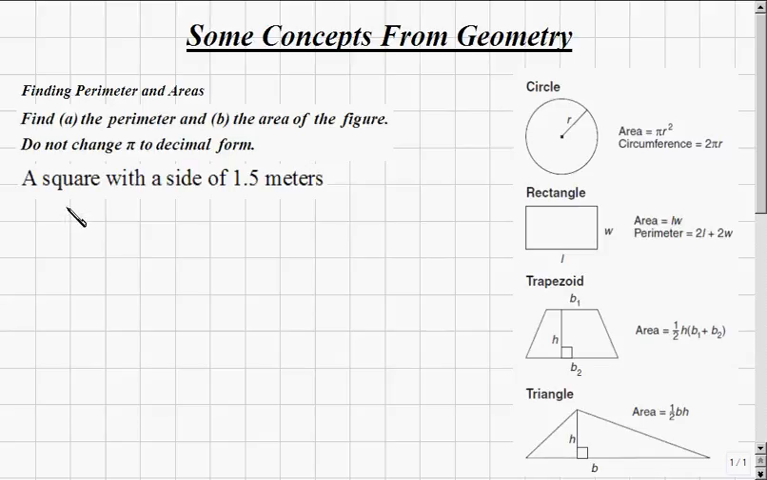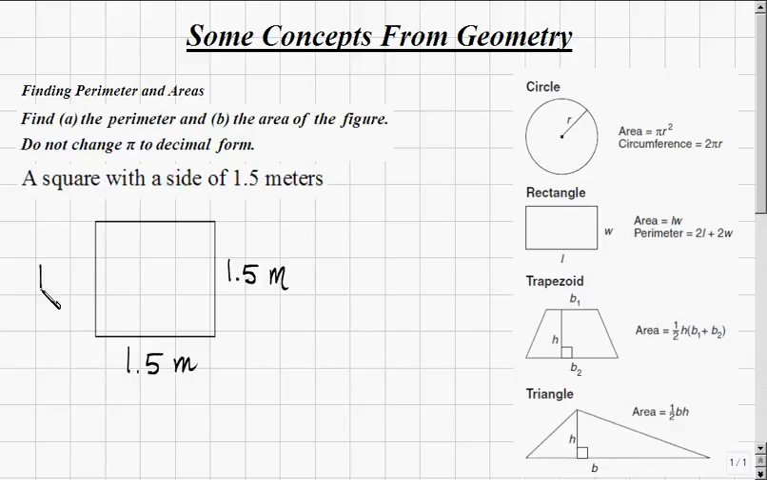Let's find the perimeter and the area of a square with side of 1.5 meters. To start off, let's first draw a square. So we've drawn a square where we'll label each side of the square as 1.5 meters, 1.5 m. So each length of this side of the square, since it has 4 equal sides, will be 1.5 meters.